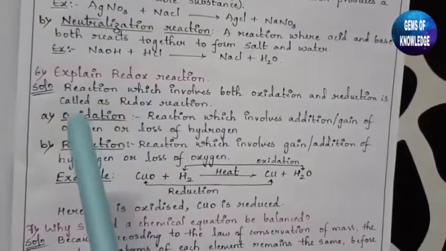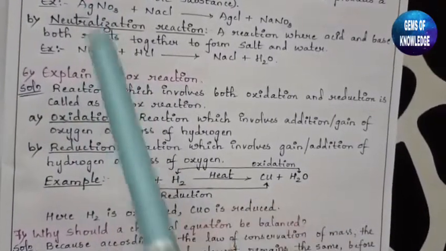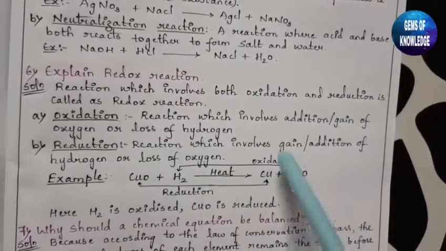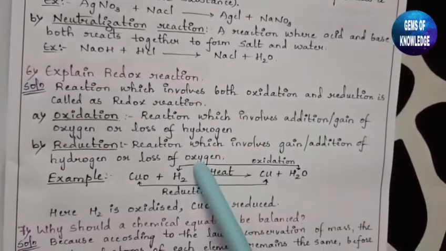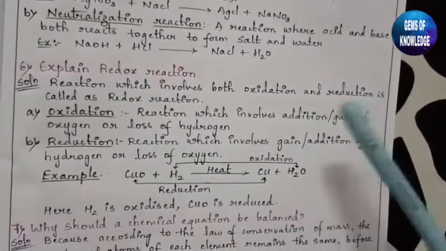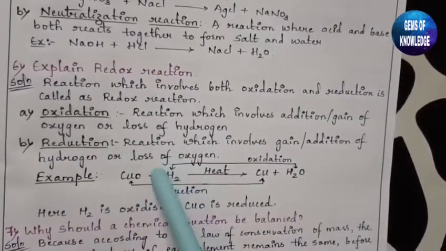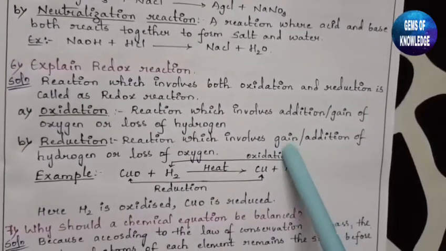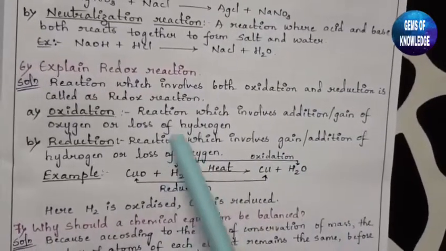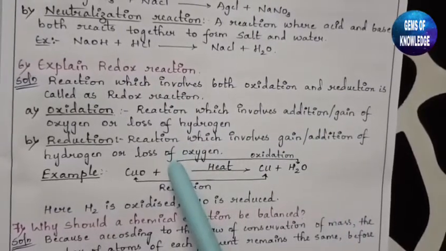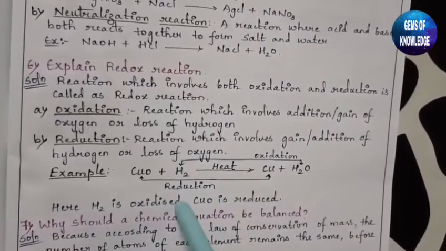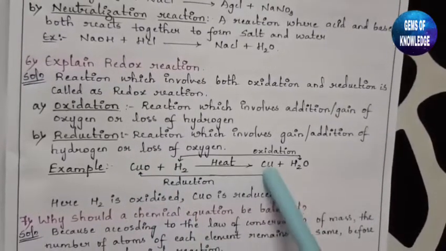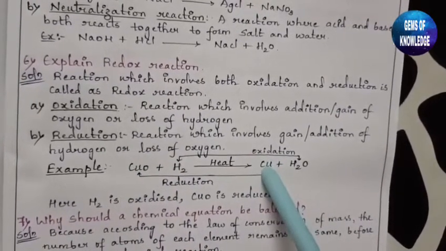I hope this is understood by you, and the normal question asked on this particular reaction is: which substance is oxidized and which substance is reduced. You can see H2 was not having any oxygen. When it comes to the product side, it has oxygen, which means oxygen is added. It means H2 is oxidized. And here Cu was having oxygen in CuO, and when it comes to the product side, oxygen is removed.